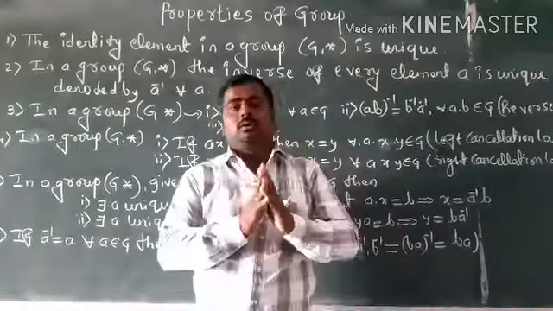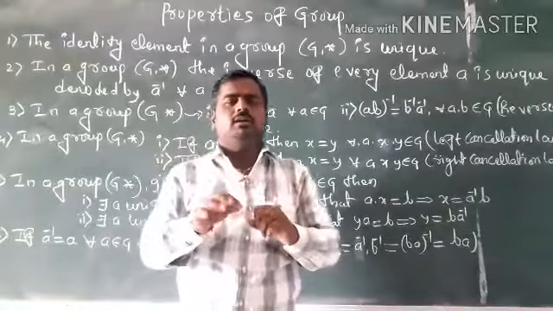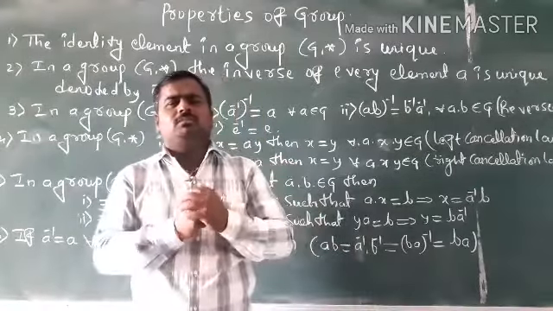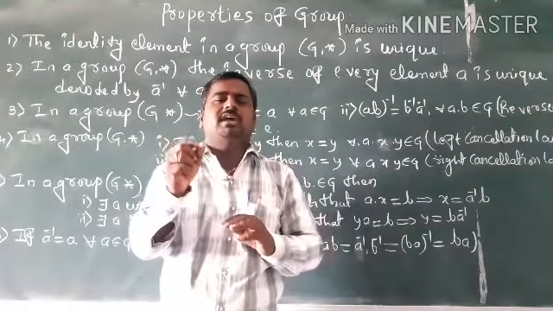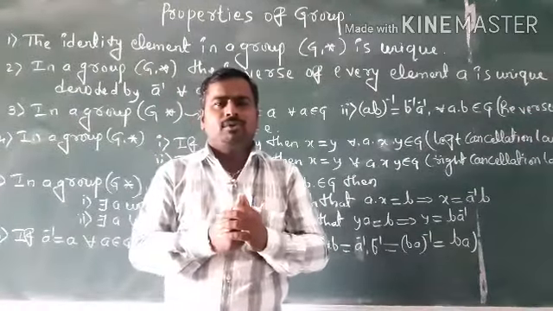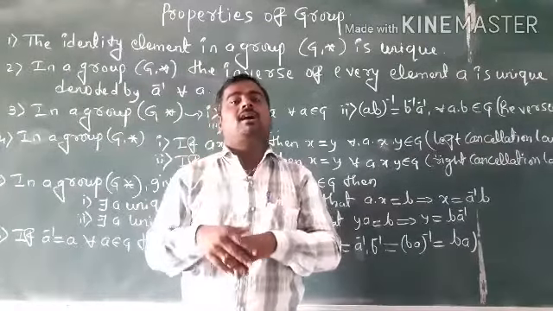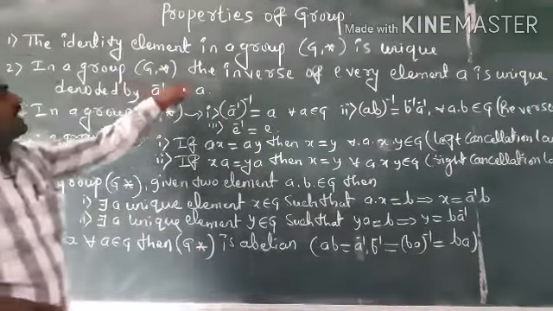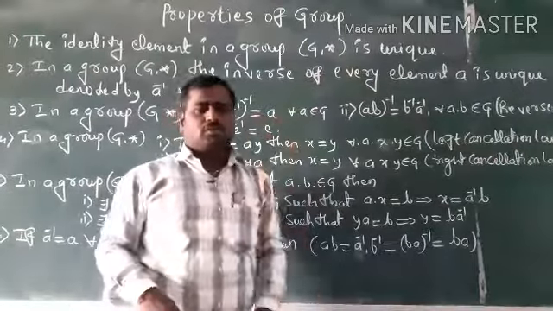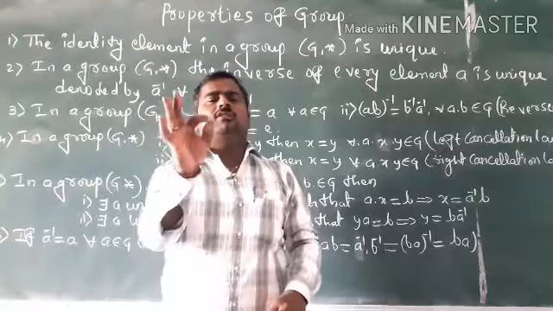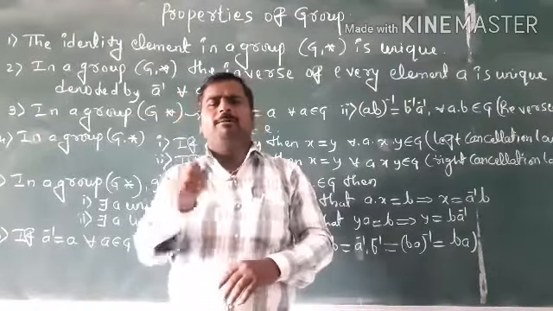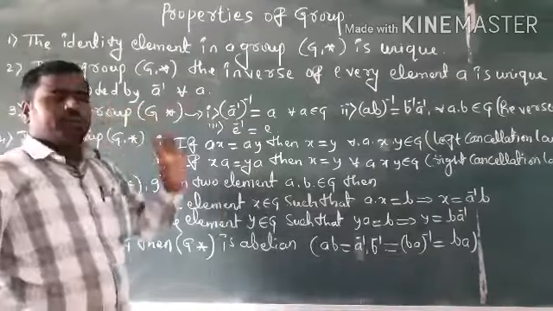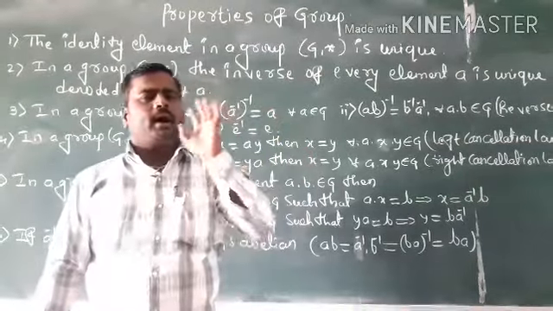Then the second one, a very important concept: in a group, inverses exist. Every element has its own inverse. So let us define the inverse, most important. The inverse law means (a⁻¹)⁻¹ = a, for all a belonging to G. It is also called the reverse law. In a group (G, *), the inverse of every element a is unique. It is denoted by a⁻¹. This is noted like that, a⁻¹ for all a.